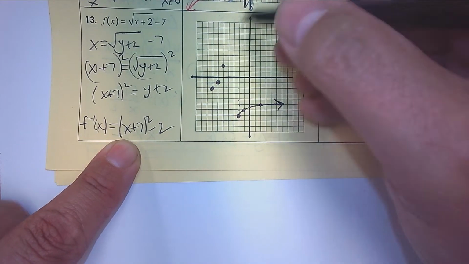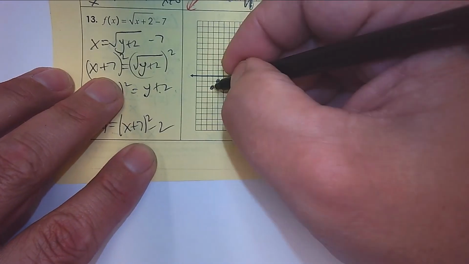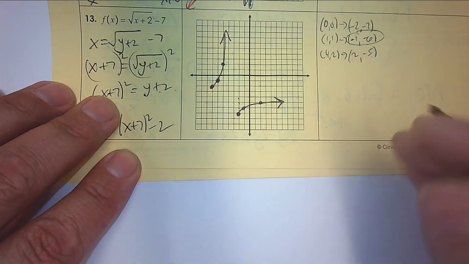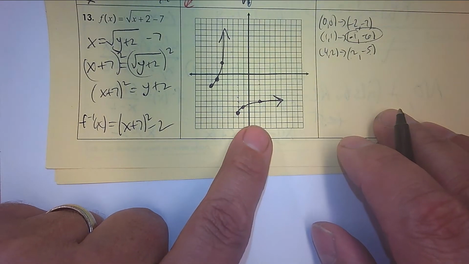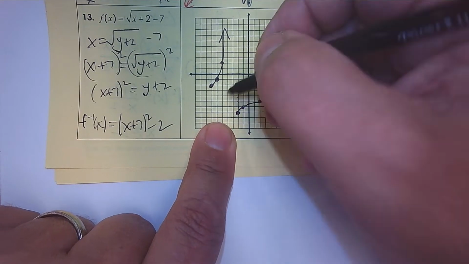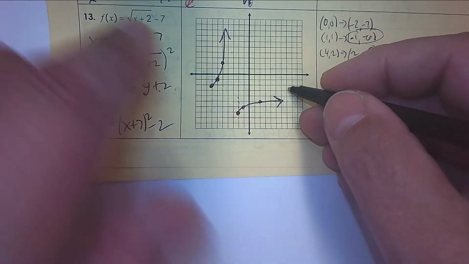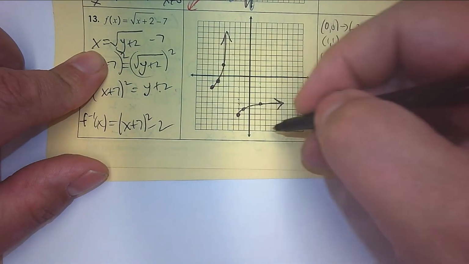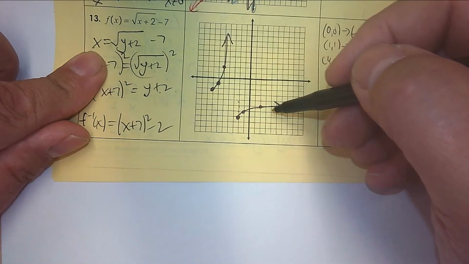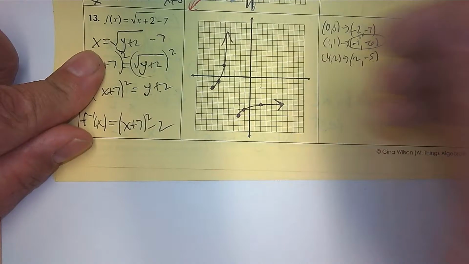Now I'm not going to draw the full parabola. I'm only going to draw this part of the parabola because that's the part that matches the square root. Remember, it's half a parabola. So this is the half of the parabola that would match it. If I did the full parabola, they wouldn't match. So the inverse of the square root is half a parabola up, not the full one.